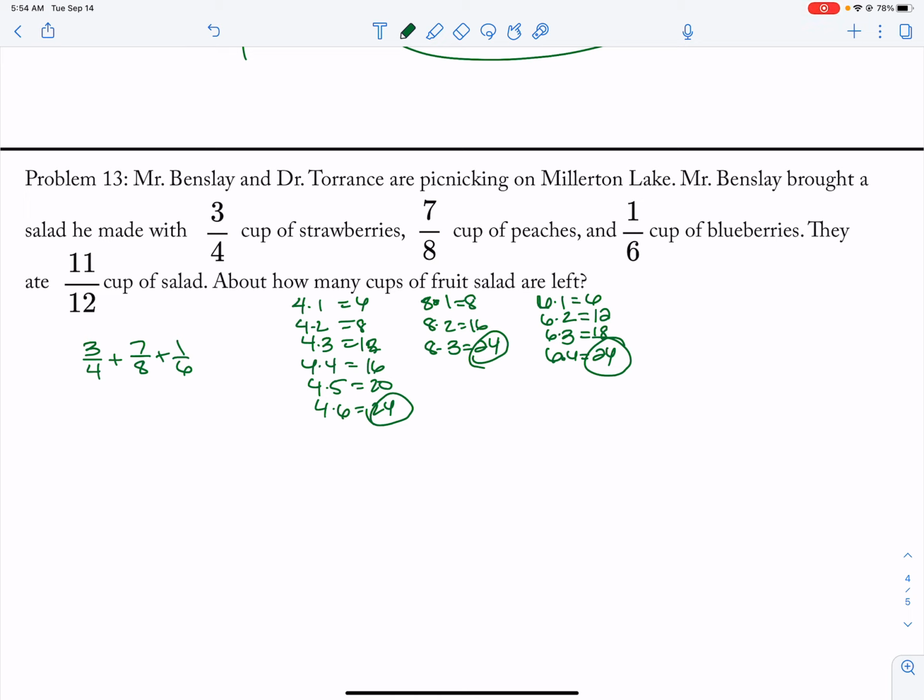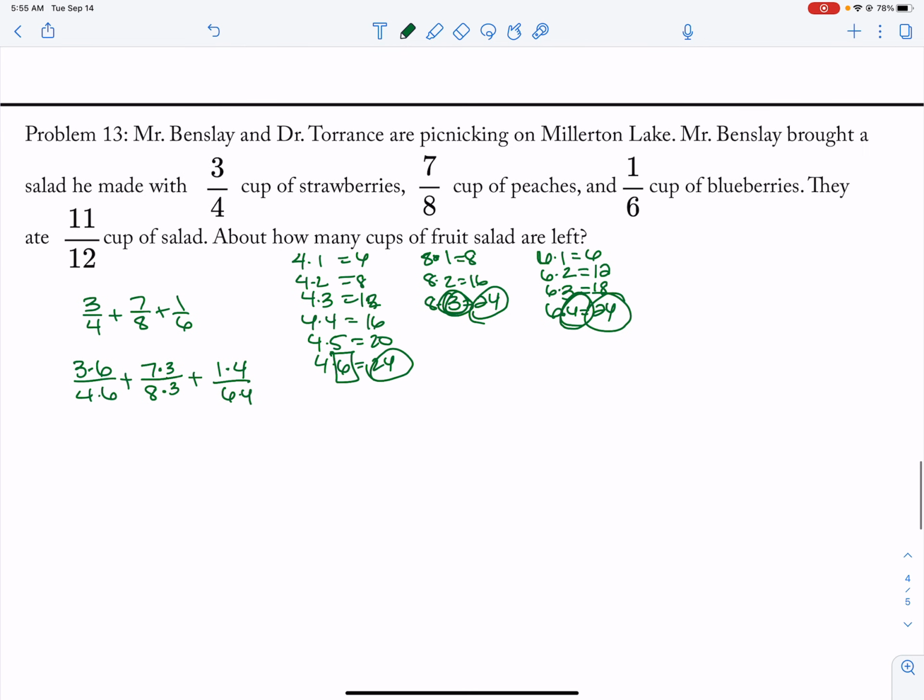So my 4 needs to be multiplied by 6. So 3 times 6 over 4 times 6. My 8 needs to be multiplied by 3. So then this is 7/8. Multiply both the top and bottom by 3. And then 1/6 needs to be multiplied by 4. So 1 times 4 over 6 times 4. So I get 18 plus 21 plus 4 all over 24.